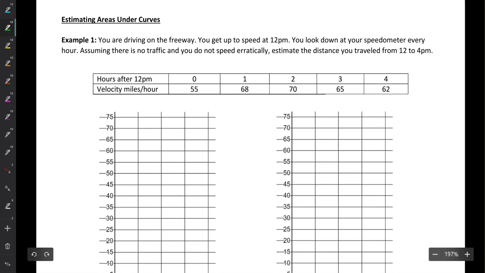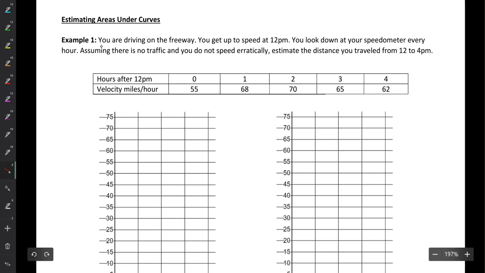Right, so in this video, we are going to do example 1. It gives us some motivation for why we would want to estimate areas under curves. Not just because it's fun, but what kind of applications, how could it be potentially useful to us?